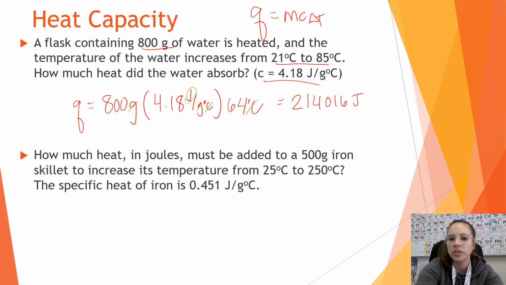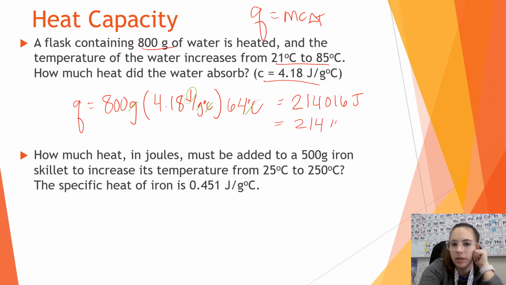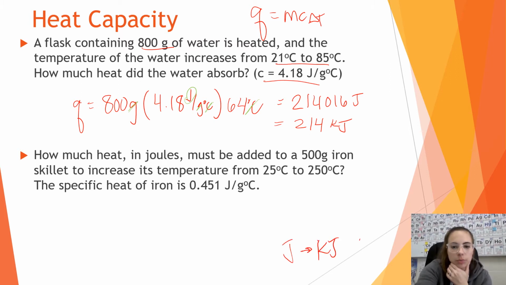214,016 joules. Something you will see a lot in this unit is a lot of times heat is converted into kilojoules. And that's just because we sometimes end up with really, really large quantities of heat. And so kilojoules just make them smaller, more manageable numbers. Obviously, they're the same amount. We're just expressing them in a different unit. So if you do need to go joules to kilojoules, remember you're going to divide by 1,000 because kilo means 1,000. So there's 1,000 joules in 1 kilojoule.